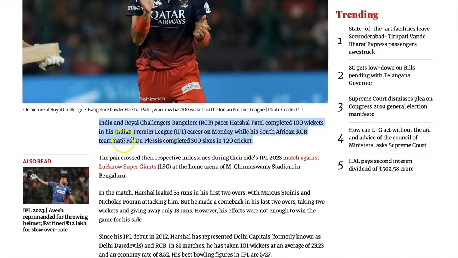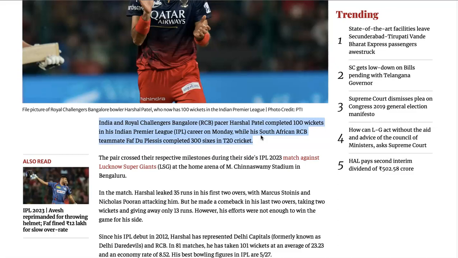So Harshal Patel and Faf du Plessis are teammates, and you know Harshal Patel plays for Royal Challengers Bangalore, so maybe Faf du Plessis also plays for this Royal Challengers Bangalore. Another piece of information is that they are South African RCB teammates. So Faf du Plessis plays for South Africa also. In such a way, given a paragraph, there can be multiple pieces of information that you can extract. Okay, and you can use that.